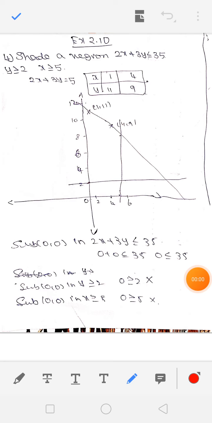Okay. Shade the region x is 2.10. Shade a region 2x plus 3y less than or equal to 35, y greater than or equal to x greater than or equal to 5. So how to shade a region?